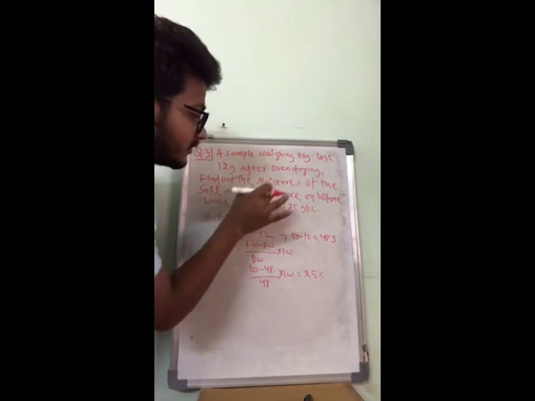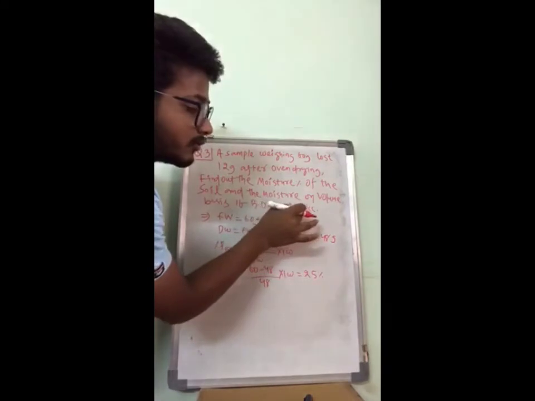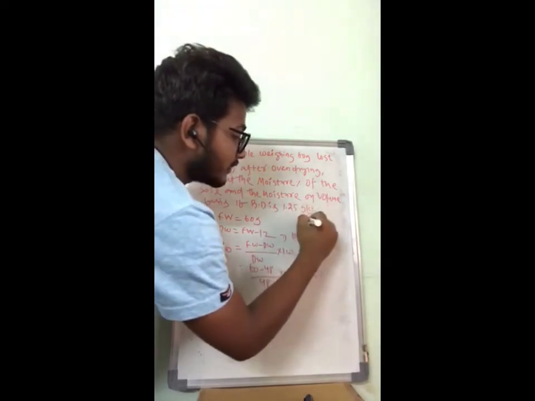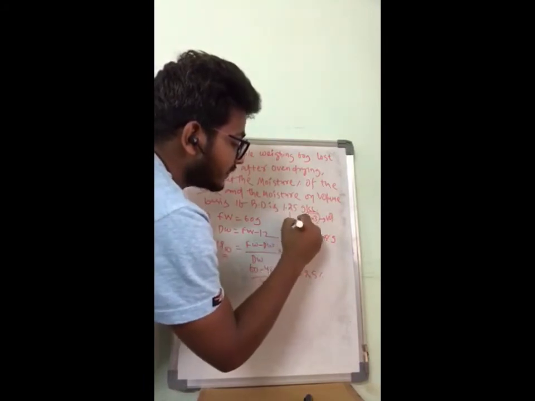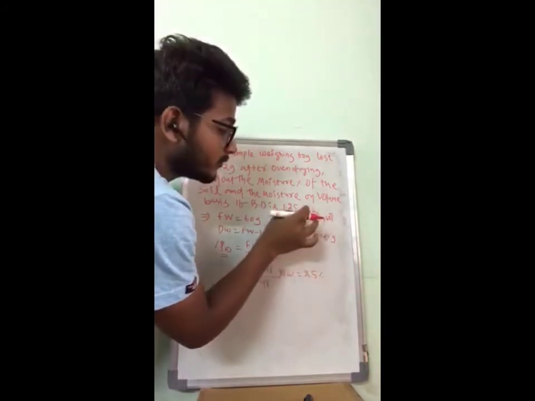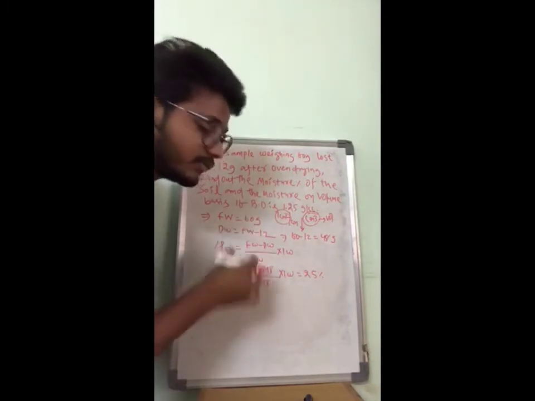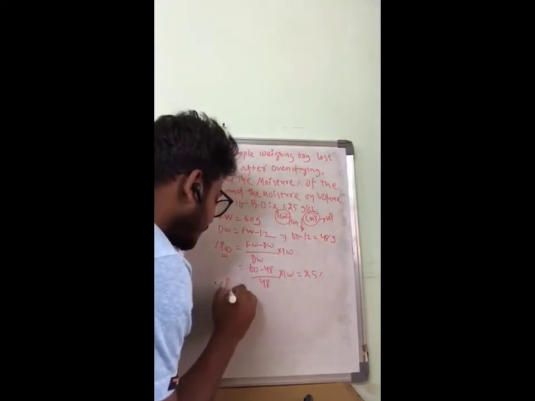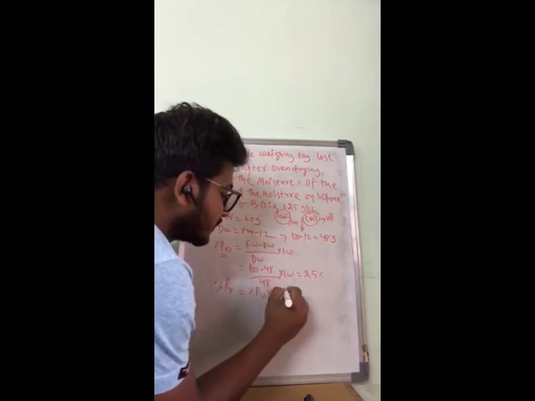Now he has asked for the moisture percentage on volume basis, and the BD has given 1.25 gram per cubic centimeter. Cubic centimeter is nothing but volume: 1 cm depth and 1 centimeter square area, that is the volume. So we have to multiply this BD value with the dry weight basis moisture percentage, then we will get the volume basis moisture percentage. So percentage PV is equal to percentage PW into BD.